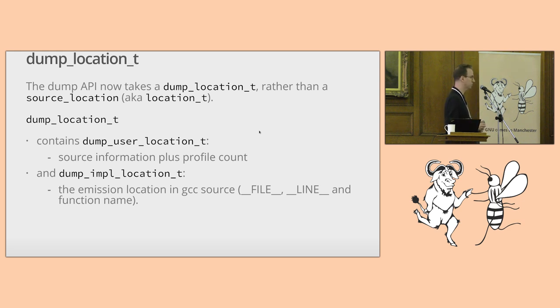And so rather than just record location_t, which is the location in the user's source code, dump_location_t has both a dump_user_location_t, which is the location_t, but also the profile count. And there's also a dump_impl_location_t, which captures where this dump message is being emitted from in GCC's own source code, or indeed, I guess, from a plugin.